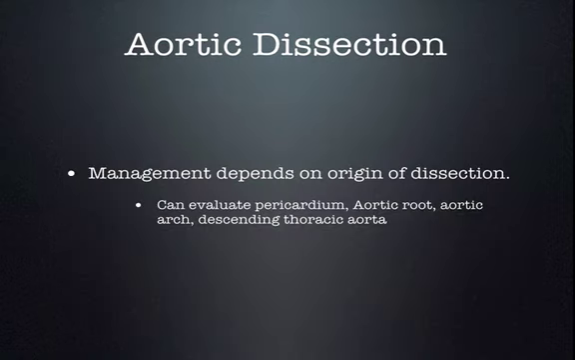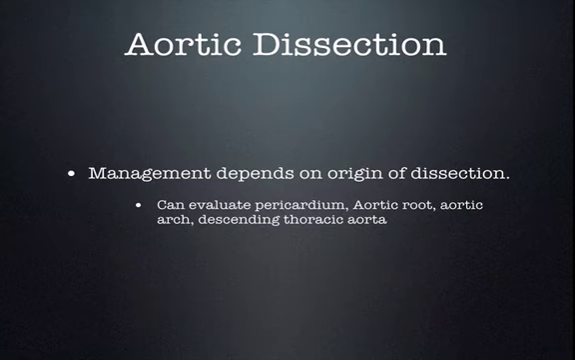Now bear in mind, the management of aortic dissection depends on the origin of that aortic dissection. If the aortic dissection originates from the ascending aorta, then this is a surgical disease. However, if the aortic dissection originates from the descending aorta, then by and large it's usually a medical management disease. This is, of course, assuming that the dissection doesn't involve any major organs or the patient is not unstable.